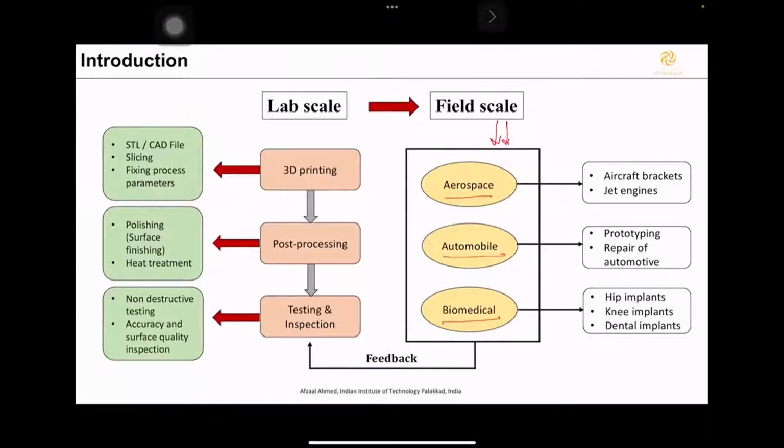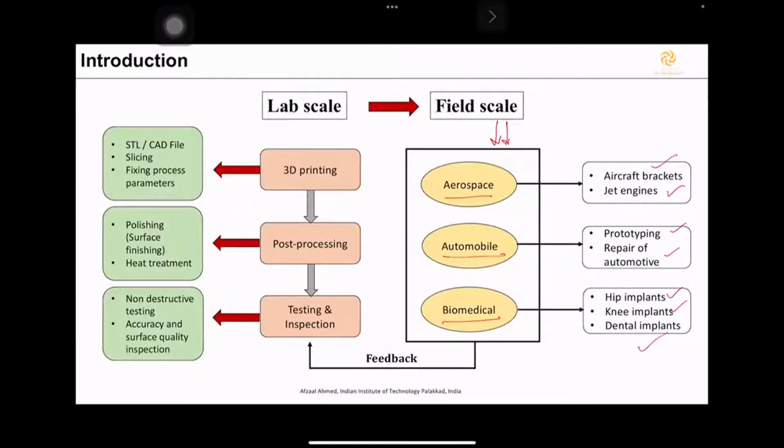And where do we use such components in these industries? We use them for aircraft brackets, jet engines, prototyping and repair of automotive parts. And in the biomedical industry, we use them in fabricating hip implants, knee implants, dental implants, and much more. So these are the requirements at the industry level.